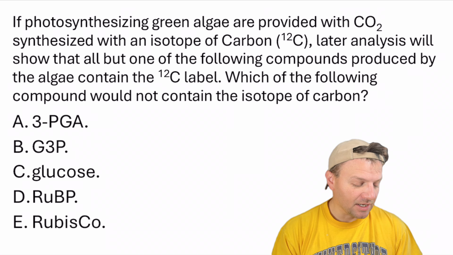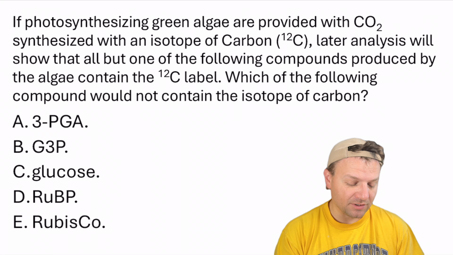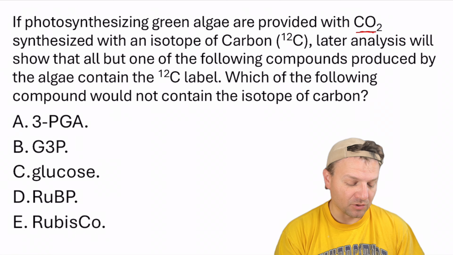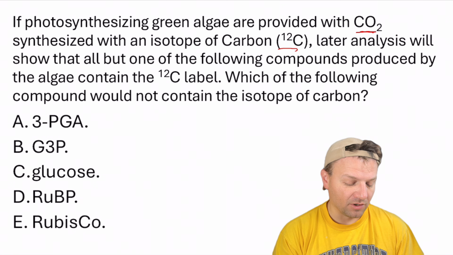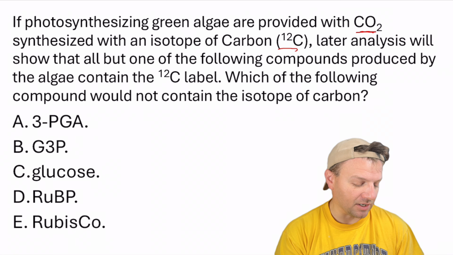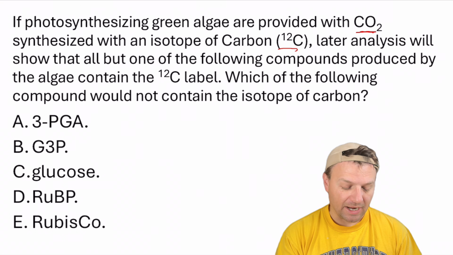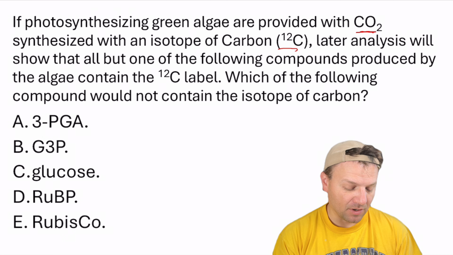The question reads, if photosynthesizing green algae are provided with CO2 synthesized with an isotope of carbon, C12, later analysis will show that all but one of the following compounds produced by the algae contain the C12 label. Wow, there's a lot of words there. Don't freak out. Which of the following compounds would not contain the isotope of carbon?